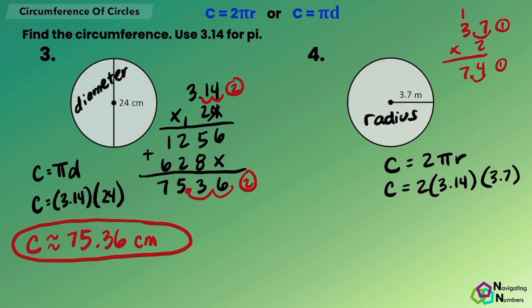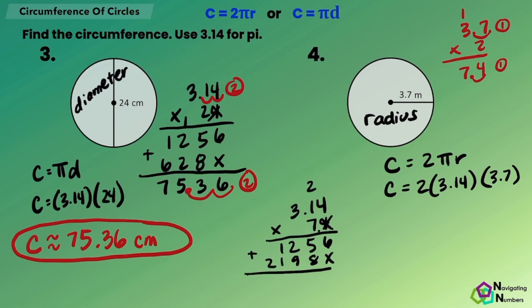Okay, so we have 7.4, which is this part here, and then multiply times 3.14. So we have 3.14 times 7.4. So pi times the diameter, or pi times the radius, times 2. All right, so we have 4 times 4 is 16. Carry the 1. 4 times 1 is 4, plus 1 is 5. 4 times 3 is 12. Placeholder. 7 times 4 is 28. Carry the 2. 7 times 1 is 7, plus 2 is 9. 7 times 3 is 21.